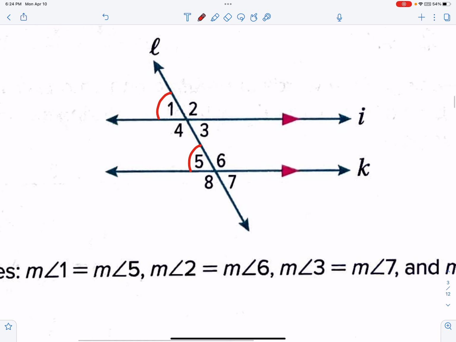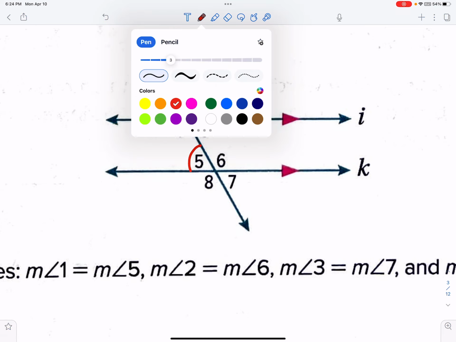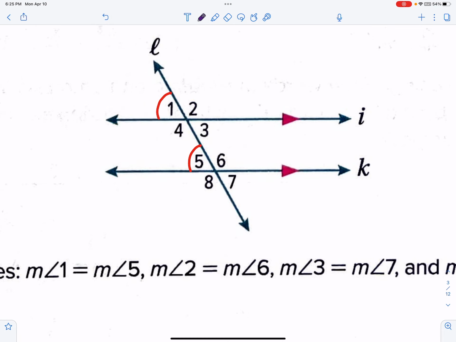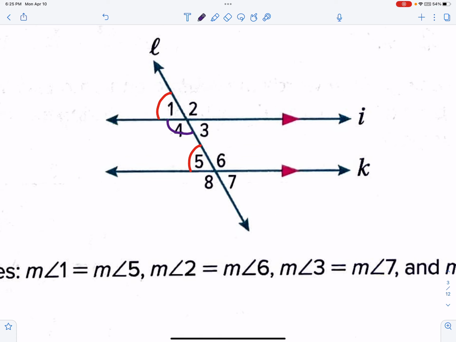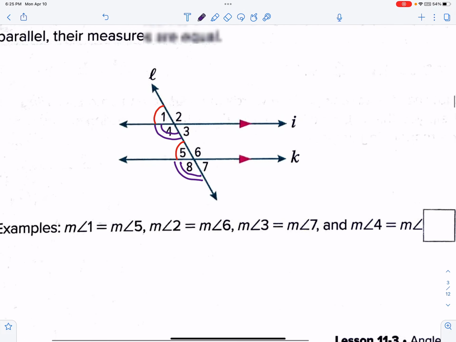Okay, and so they are equal to each other. If I spotlighted something like angle 4 here, where is the angle that's in the exact same position in this bottom section? If you look at them as sections here, which one is in the same section as angle 4? You can see it's angle 8. And so I'm going to do a double to show angle 4 and angle 8 are the same.